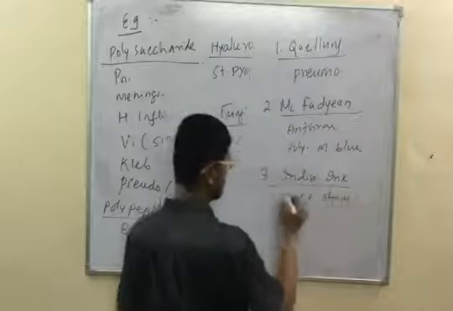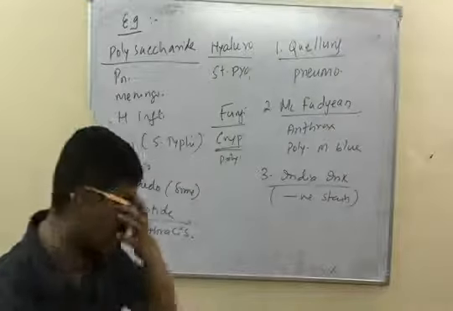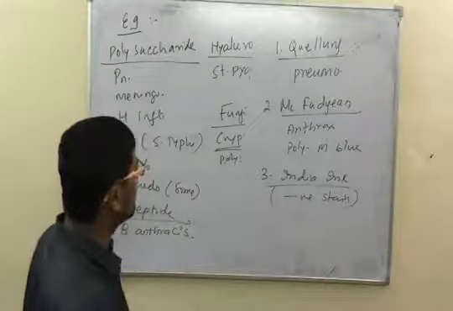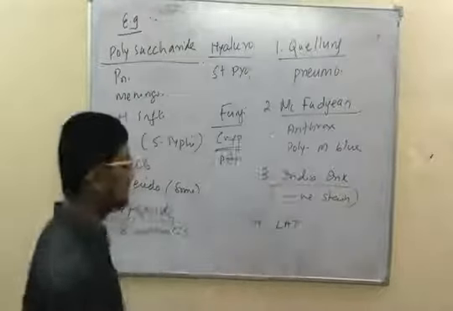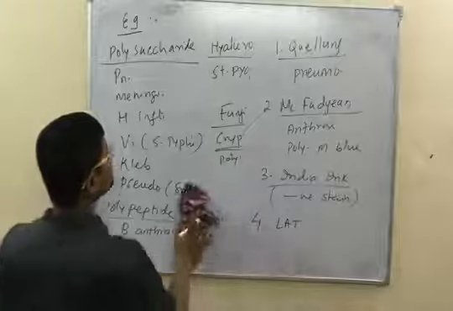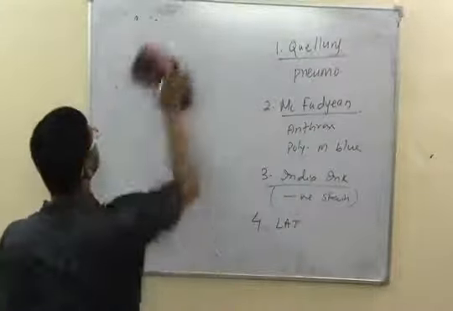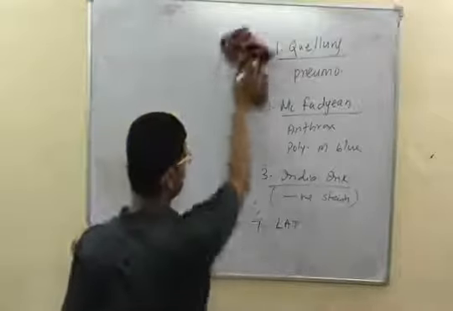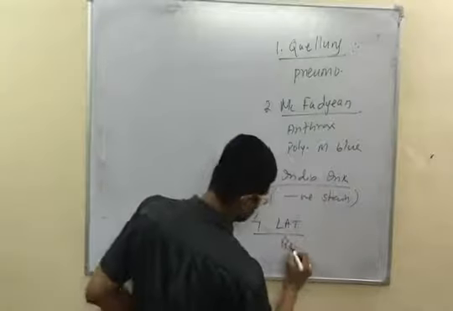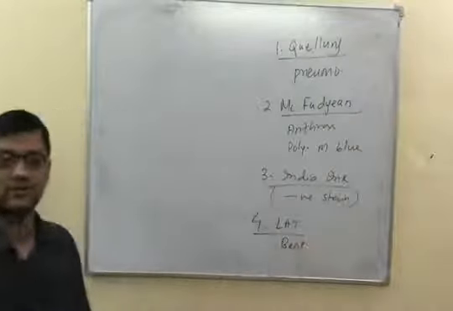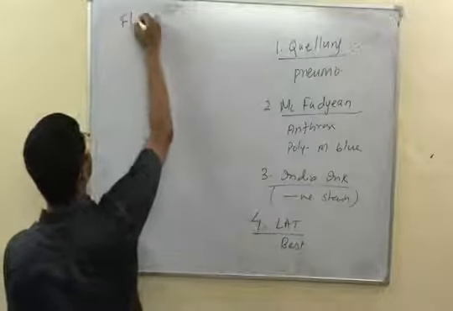The most popular method to demonstrate the capsule is by negative stain. An example is India ink stain, where the capsule will stand out and the background will be black. It's an example of negative stain. And of course, the latex agglutination test can also be done by using anti-capsular antibody coated with latex particles. This is the best and most confirmatory method to demonstrate the capsule. So these are the various ways for demonstration of capsule. Next, we will discuss flagella.